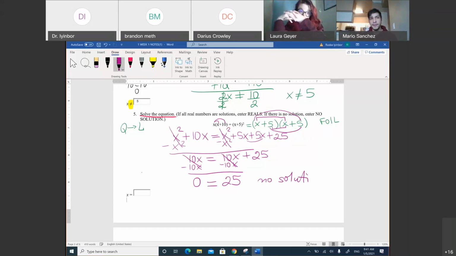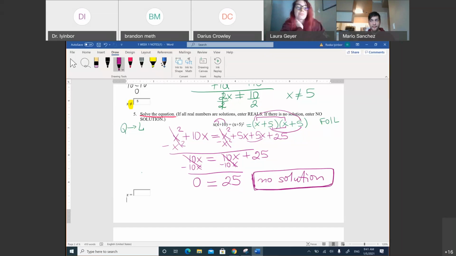And then we have to write what you need to write there. It says if there is no solution, enter no solution. So that's what you're going to enter in the box, in the answer box. I don't think I have enough room, so I'm just going to box this one.